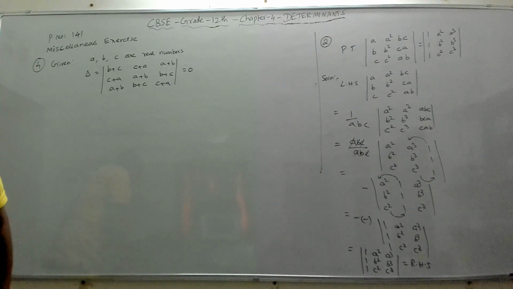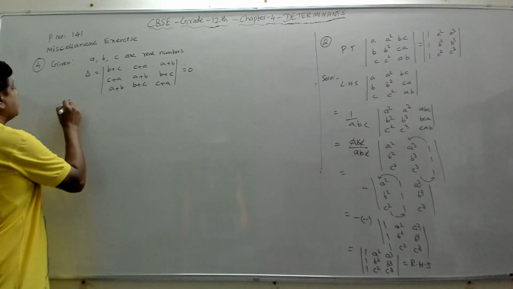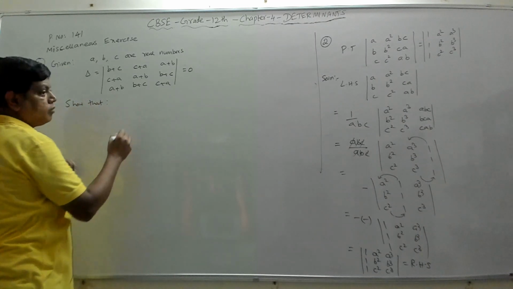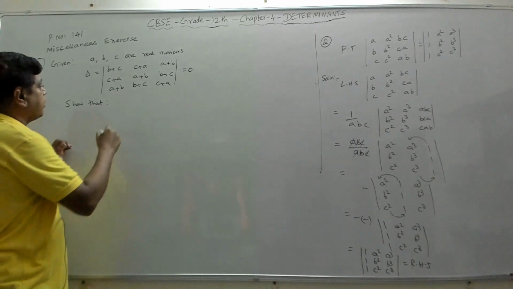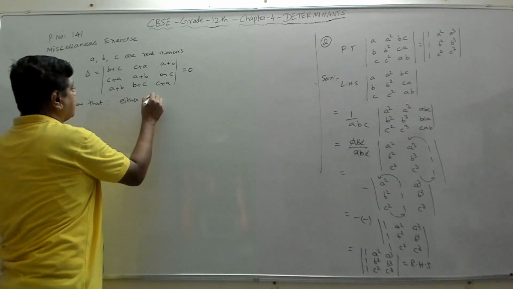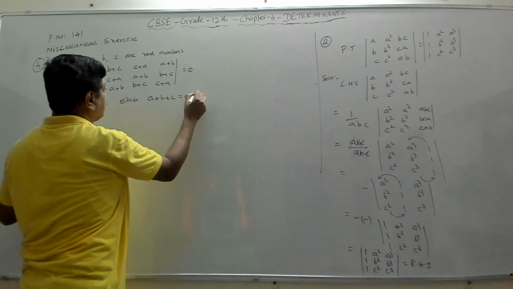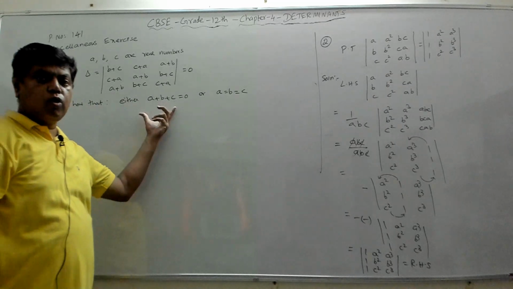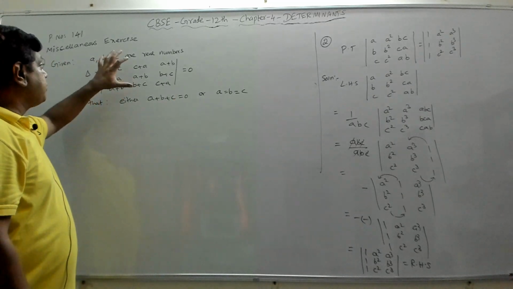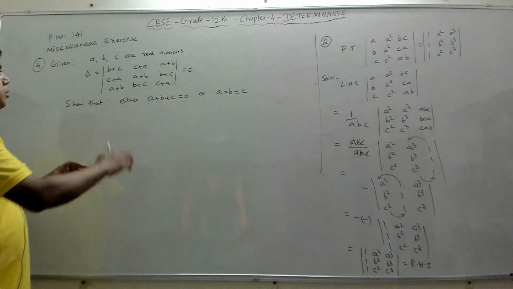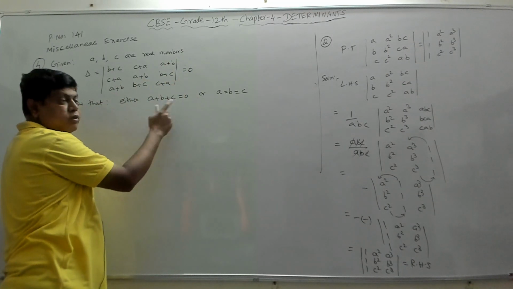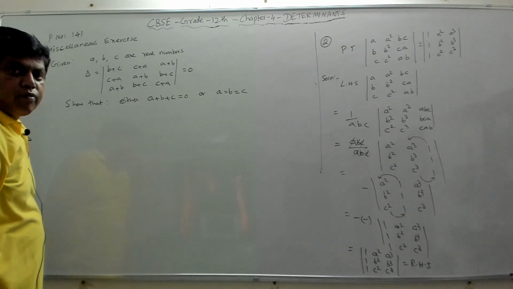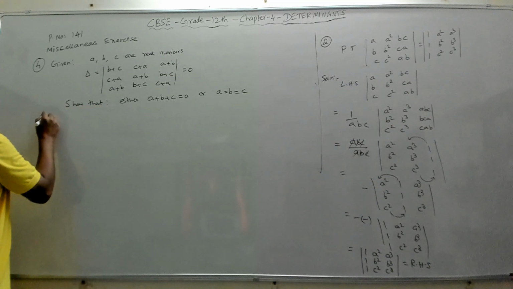This is also given. So what we have to show? We have to show that either A plus B plus C equal to 0, or we have to prove A equal to B equal to C. We have to prove either this is equal to 0 or A equal to B equal to C if this determinant is equal to 0. So this determinant equal to 0 is given. We need not prove this. We have to prove this. We have to show either this A plus B plus C is 0 or A equal to B equal to C. Fine. Now let's take solution.